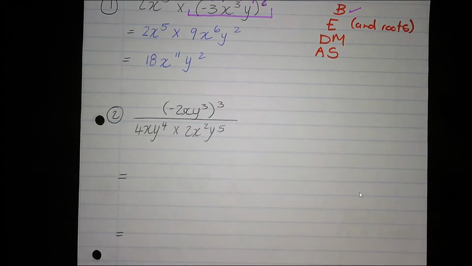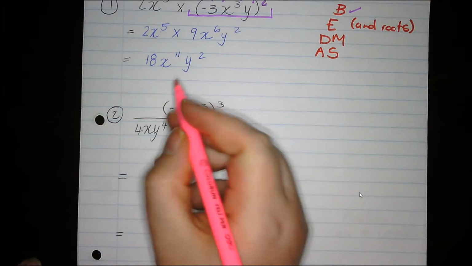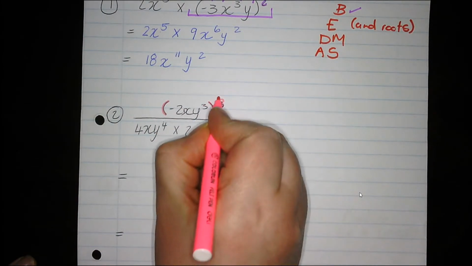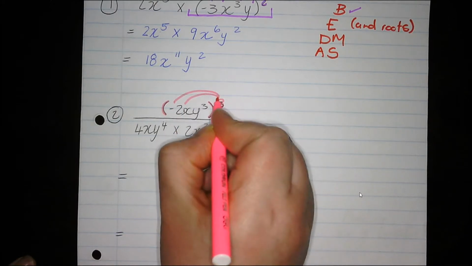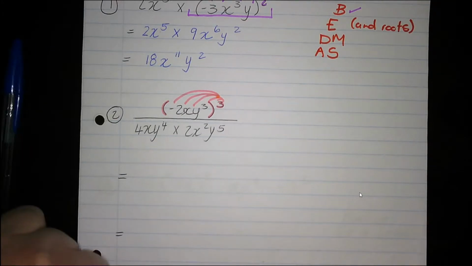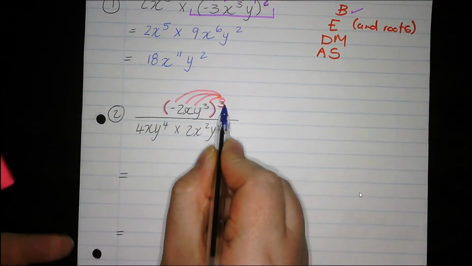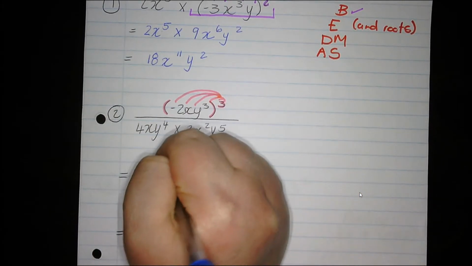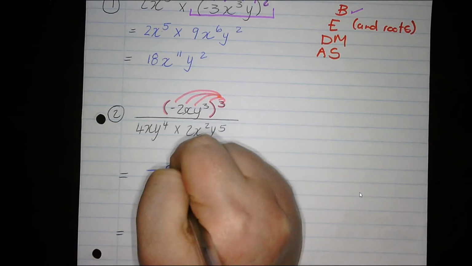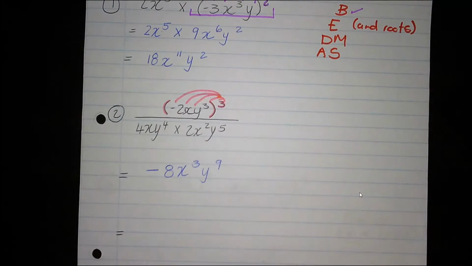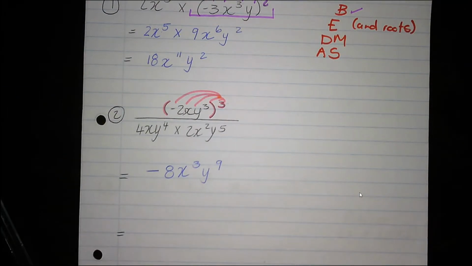Then for this one, we're going to simplify the numerator on its own. In the numerator, we have a power, so we're going to give it to the negative, to the 2, to the x, and to the cube. Negative to an odd power is negative. 2 to the power 3 is 8, x cubed. And multiply the exponents, so that's y to the power 9, not 6, because we don't add them, we multiply them.